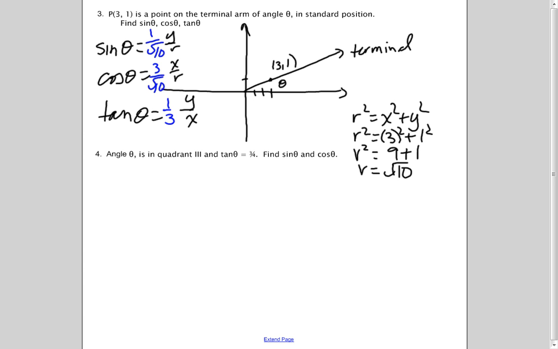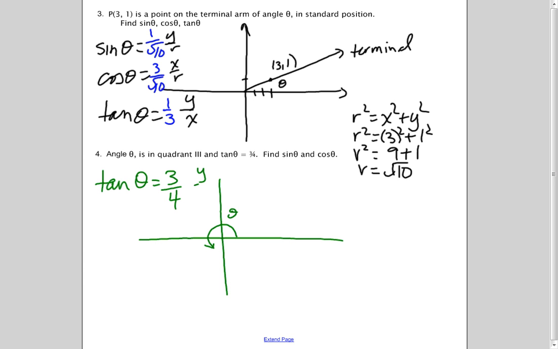Number 4. Angle theta is in quadrant 3, and tan theta equals 3 over 4. So in quadrant 3 is there, and tan of theta is 3 over 4. So if tan of theta is 3 over 4, I have a y and an x value, because it is y over x. So if my y value is 3 and my x value is 4, but I'm in quadrant 3, that means both of those are actually negative numbers. So x is negative 4, y is negative 3 in that quadrant.